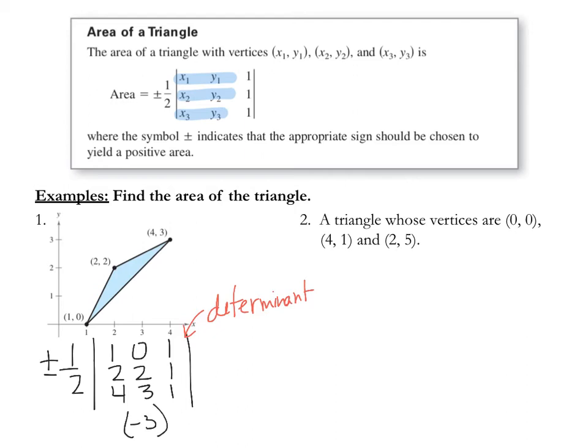And this is where the plus or minus comes in. You're going to pick whichever one would work better with what your determinant is, because hopefully you realize to have an area, areas have to be positive. So since this is negative, we're going to do negative 1/2 times 3. And that gives us a not really interesting area, but an area of 1.5 square units.